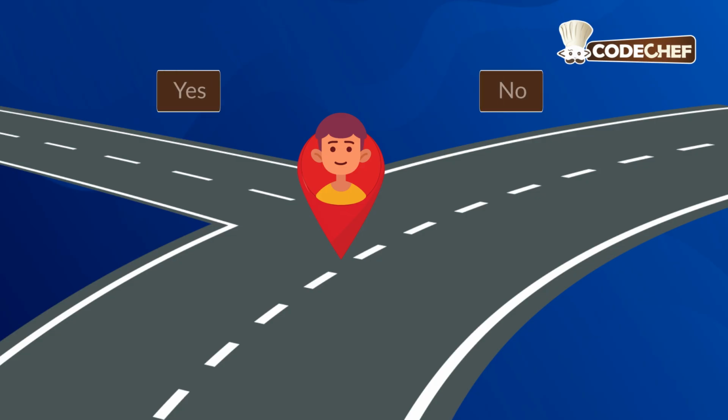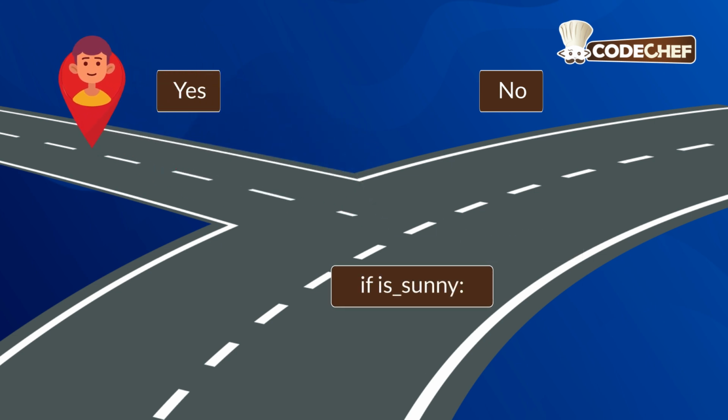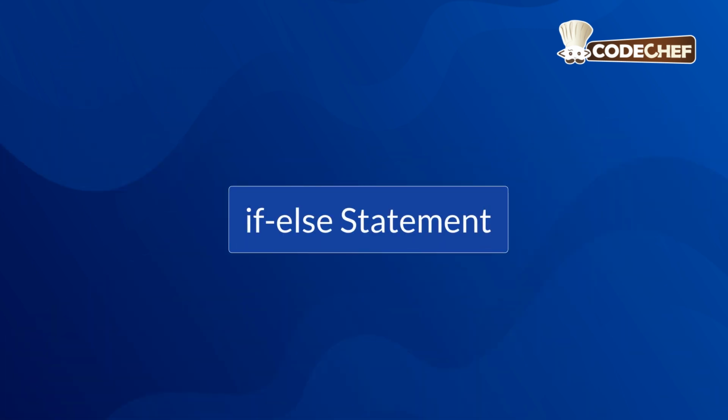You've learned how if statements create choices in your code. But what about the other path? The alternative? What happens when a condition isn't met? That's where the if-else statement comes in, giving your programs a clear plan B.